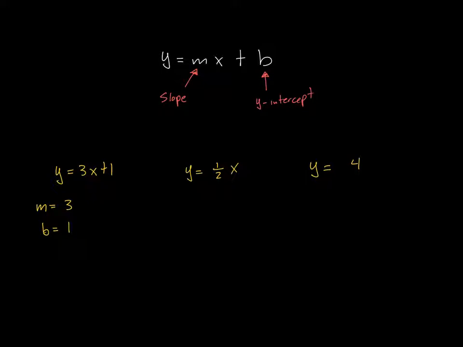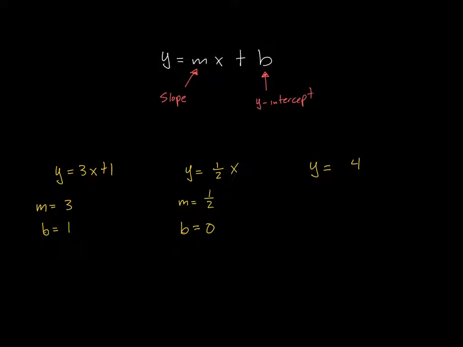For the next one, once again, you're paying attention to the number next to the variable. So we have 1/2. That will be your slope. So we're going to write m equals 1/2. In this case, we have y equals 1/2 x. So this will be your slope. Now, there's nothing next to the x. So that means that your y-intercept is going to be 0. 0 is the quantity that explains nothing, right?